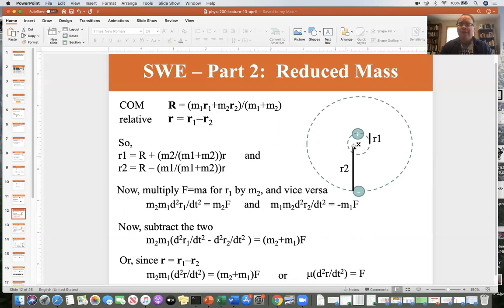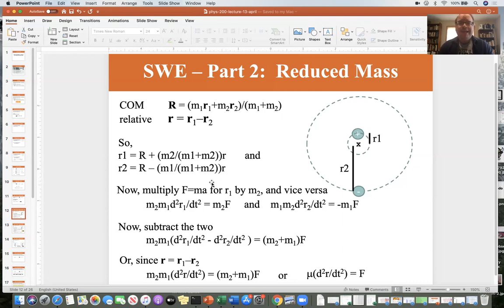Capital R is the location of the center of mass relative to some point. So if I want to solve for r1, that's just going to be the center of mass position plus m2 over m1 plus m2 times r. If you're not certain, check it out. You'll see that it's right. r2 is the center of mass position minus m1 over m1 plus m2 times r.